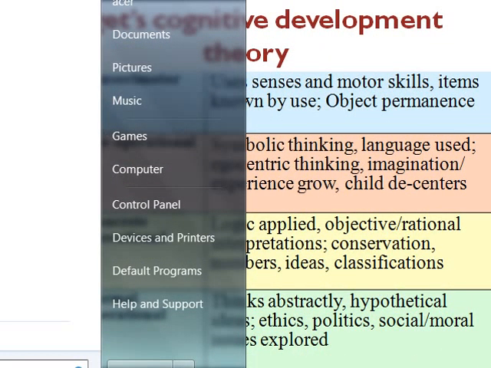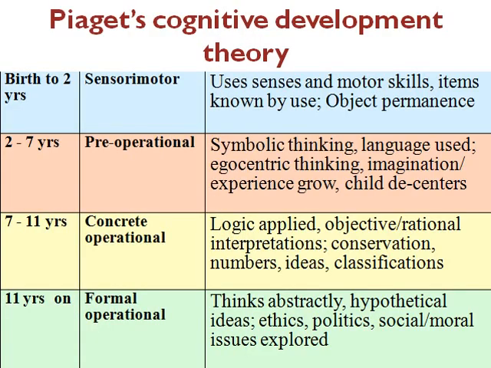Now this slide explains the 4 stages of the developmental theory of Piaget. The first one, which we already discussed, is the sensorimotor stage. It starts from the day of birth till 2 years, where the child makes use of the senses and motor skills, and of items which the child knows by use, which is called object permanence.